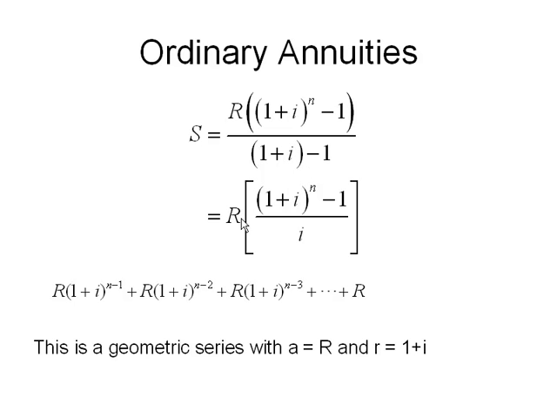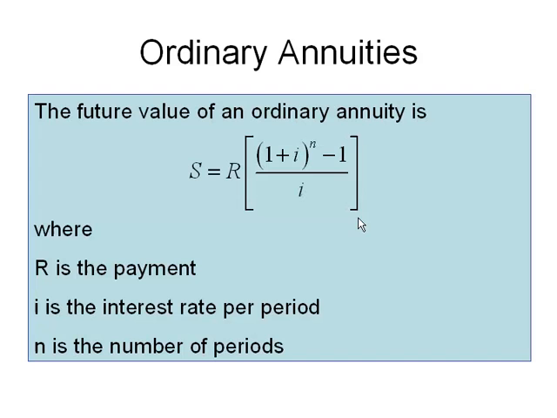Doing a little bit of simplifying and moving things around, the easiest way to write that is that the sum, the future value, is R times the fraction where the numerator is 1 plus I to the n minus 1, and the denominator is I. That's the formula for figuring out the future value for an ordinary annuity. So here I've gone ahead and written that down.